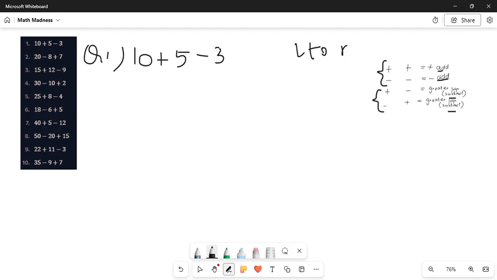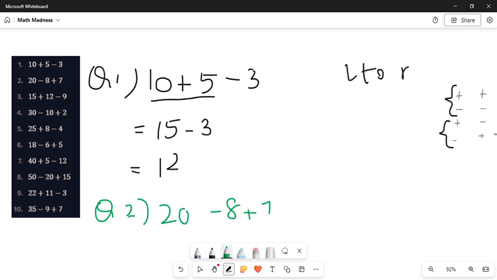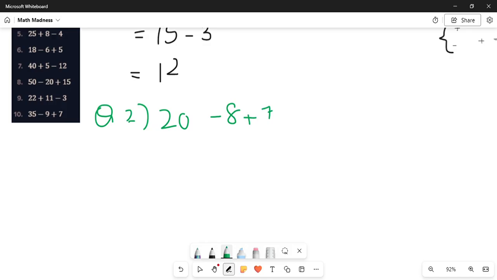So let's solve this part. I'll just underline the part I'm solving. So here, 10 plus 5, a very easy question. We've done that from, I think, starting from class 1, so 15. And minus 3 will come here. Again, very simple, equals 12. This was a very easy question. Question number 2 is 20 minus 8 plus 7. Again, 20 minus 8 is 12, plus 7 is 19.